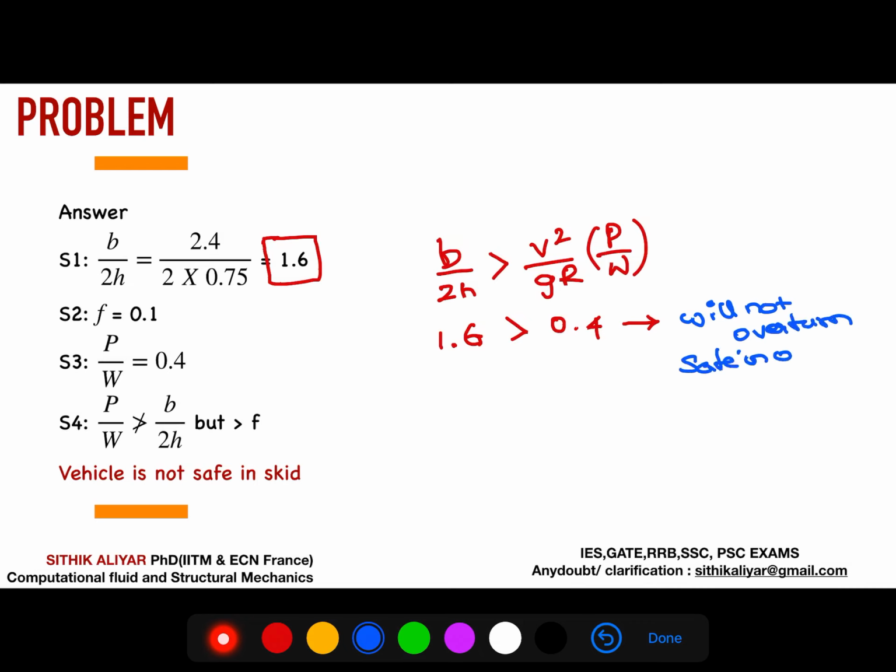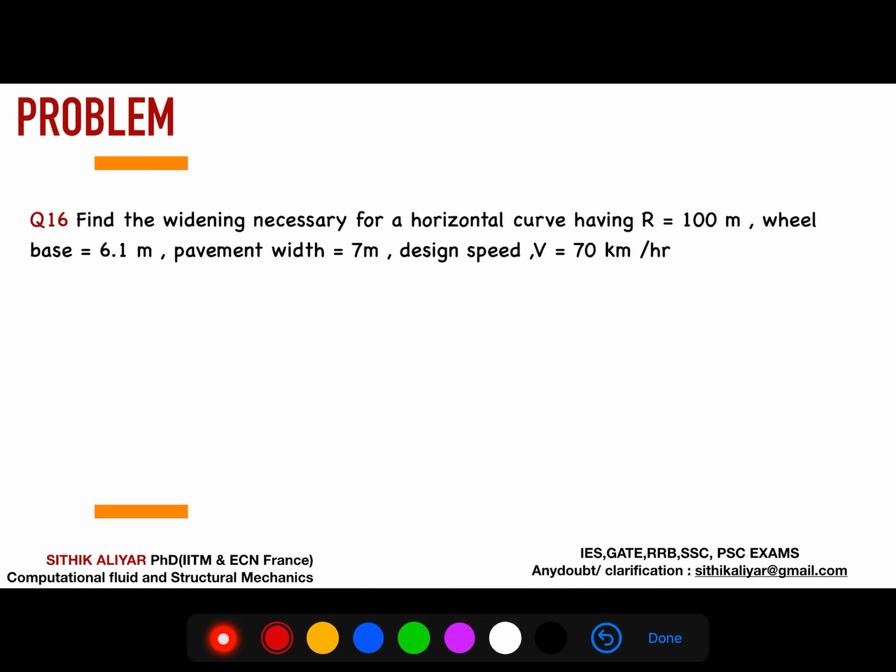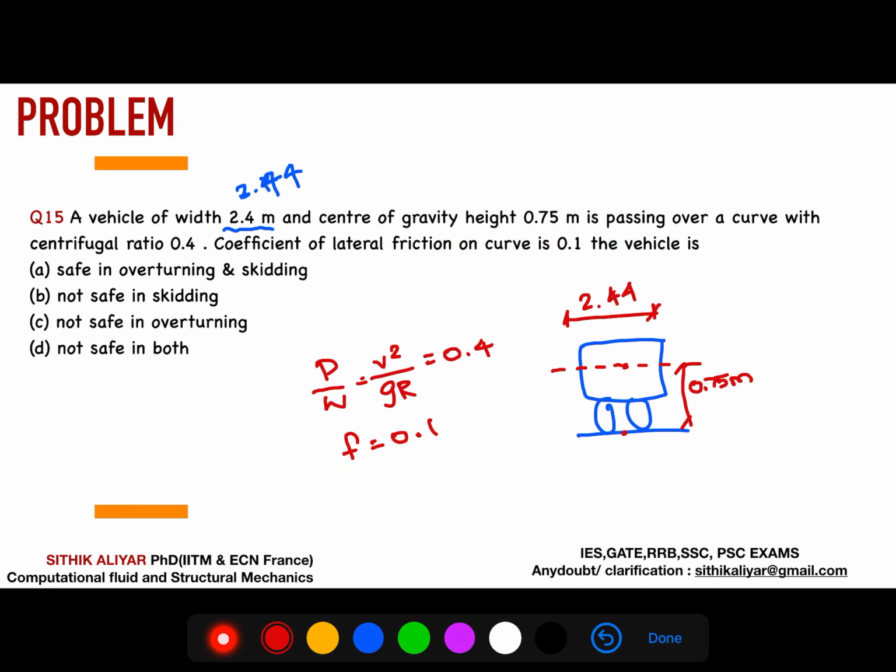So that's the result of step 2. Also we know if the friction is greater than P by W, our vehicle will not skid. In our case, the friction given is 0.1 and the P by W ratio is 0.4. So this is wrong, our vehicle is not safe in skidding. So this is your answer: safe in overturning but not safe in skidding. Your option should be option B.